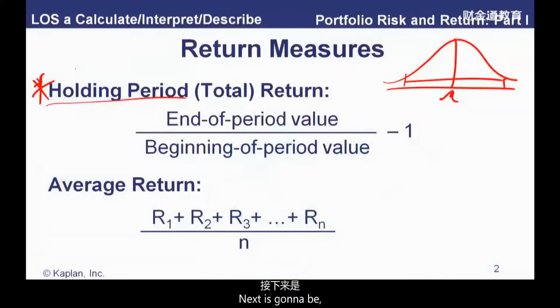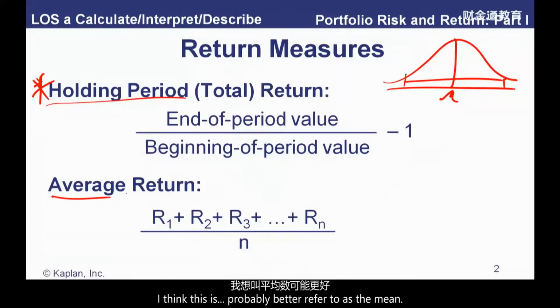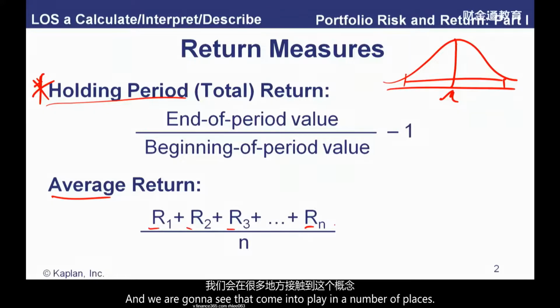Next is what they're calling the average return here. I think this is probably better referred to as the mean. So all we will do is add up the observations. If we've got returns in the first period, second period, third period, out through n periods, you add them all up and divide by n. That is going to be the mean of the sample. And we're going to see that that comes into play in a number of places.